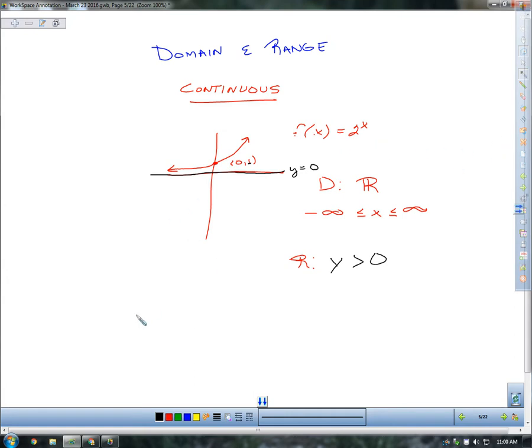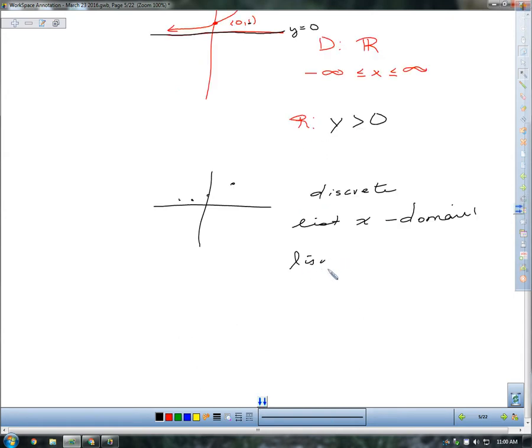Okay? Now, for discrete data, all you have to do is list the x-coordinates for domain and list the y-coordinates for the range. And so I'm just going to give you an example. I'm not going to use this graph as an example, but if I had a nice graph to look at, it'd be like 1, 2, 3, however many x's there are, and then the range would be something like 1, 2, 3, something like that. That's what that looks like.